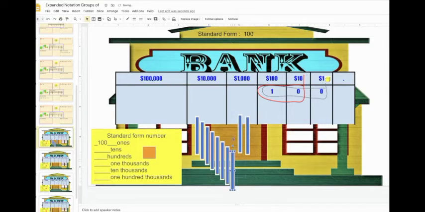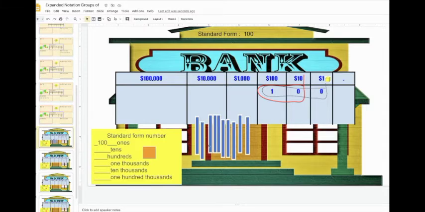How many tens did we need? Did it work in our place value chart? Is it 10 tens? Yes, 1 ten, 2 tens, 3 tens, 4 tens, 5 tens, 6 tens, 7 tens, 8 tens, 9 tens, 10 tens equals 100.